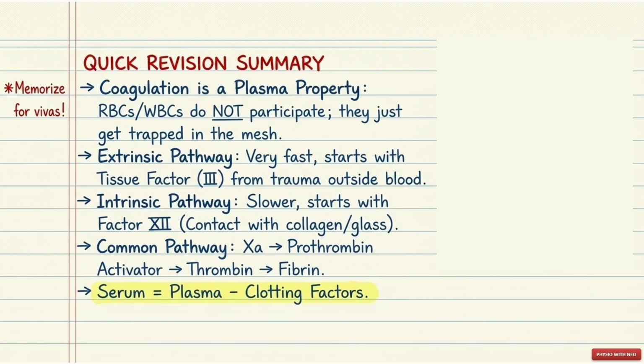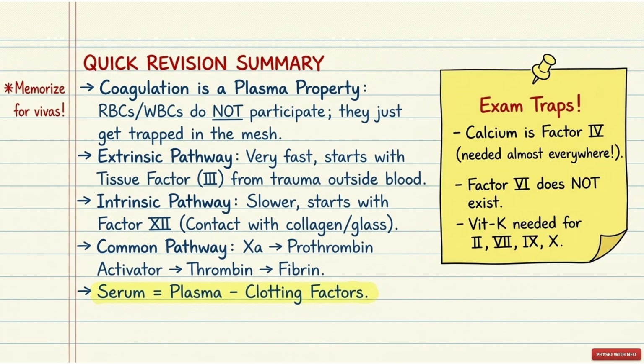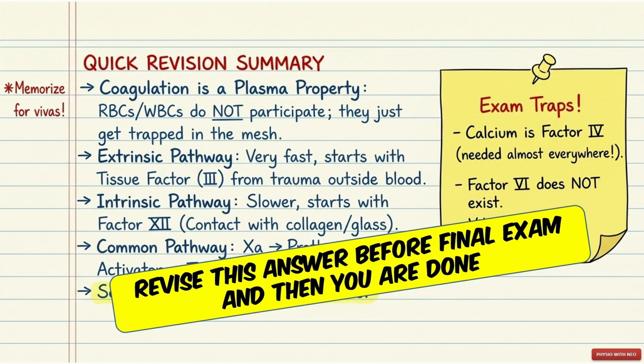And lastly, the serum. Serum is what remains when you remove clotting factors from the plasma. Some exam traps: calcium is factor 4, needed almost everywhere, whereas factor 6 does not exist, and vitamin K is needed for factors 2, 7, 9, and 10. Remember, revise this answer before the final exam and then you are done.